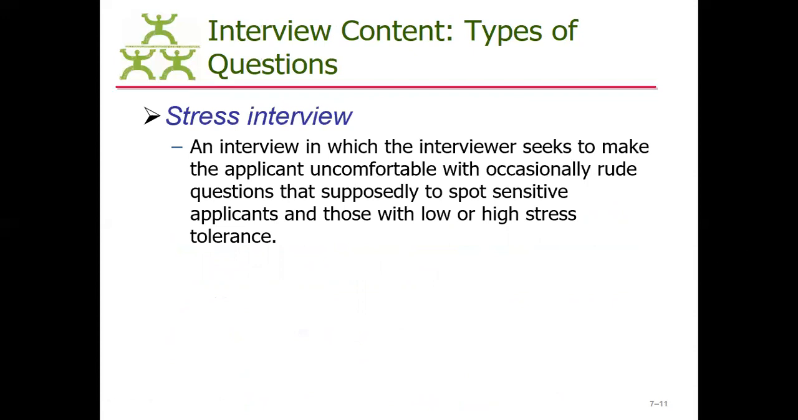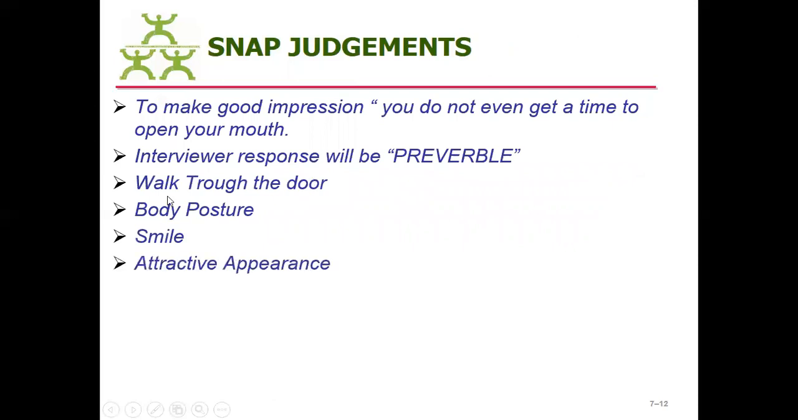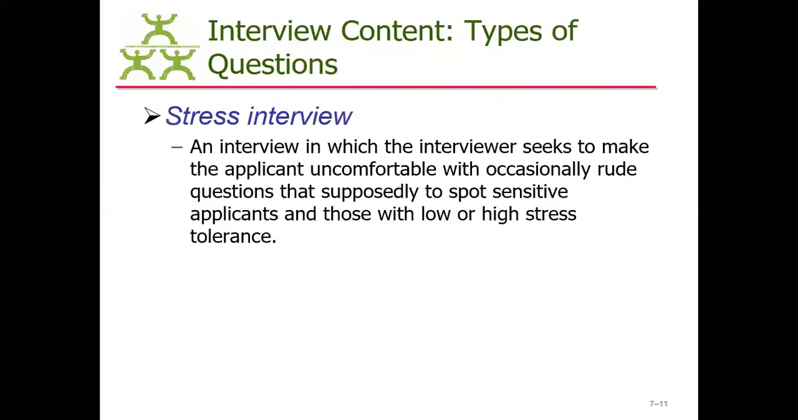Stress interview. And this is actually an interview type which I have faced in different organizations. So let's discuss the stress interview. It is an interview in which the interviewer seeks to make the applicant uncomfortable with occasionally rude questions, supposedly to spot sensitive applicants and those with low or high stress tolerance. So in this type of interview, the interviewer wants to know the stress tolerance level of a particular candidate.